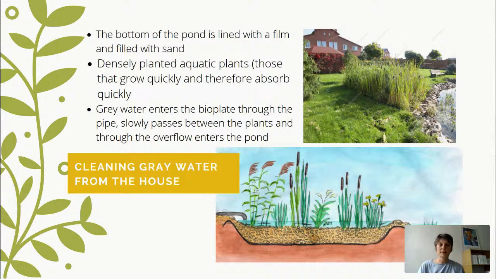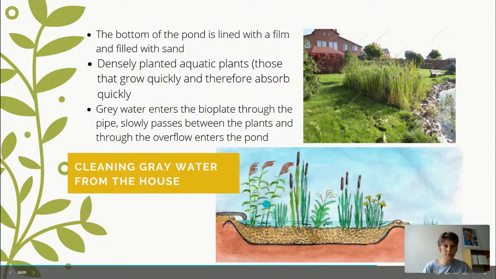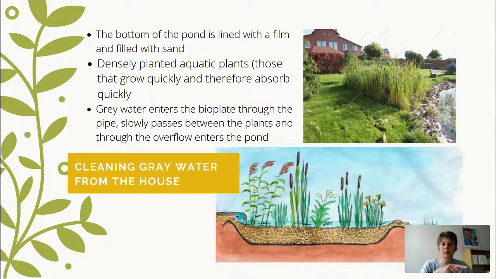And yeah, as I said, we can use gray water again. And this is a very simple example of how it could be. You can see the two ponds. This is the first part, and this is a bigger pond here. And you can see the pipe here from the house.